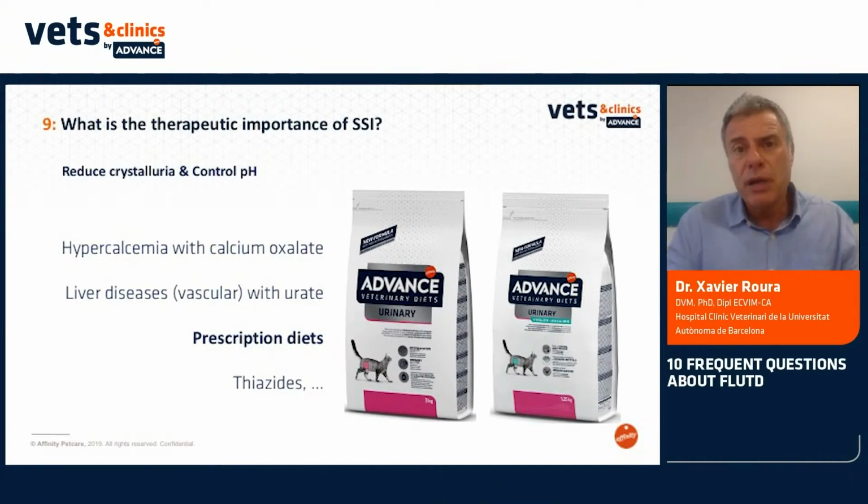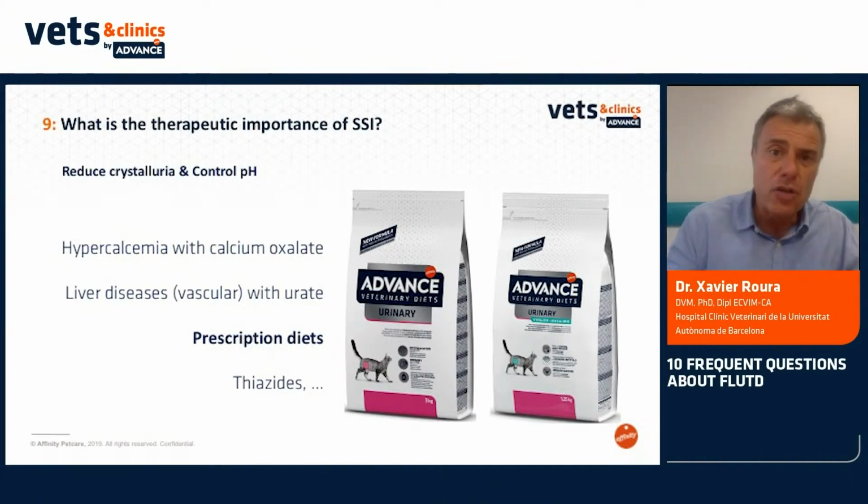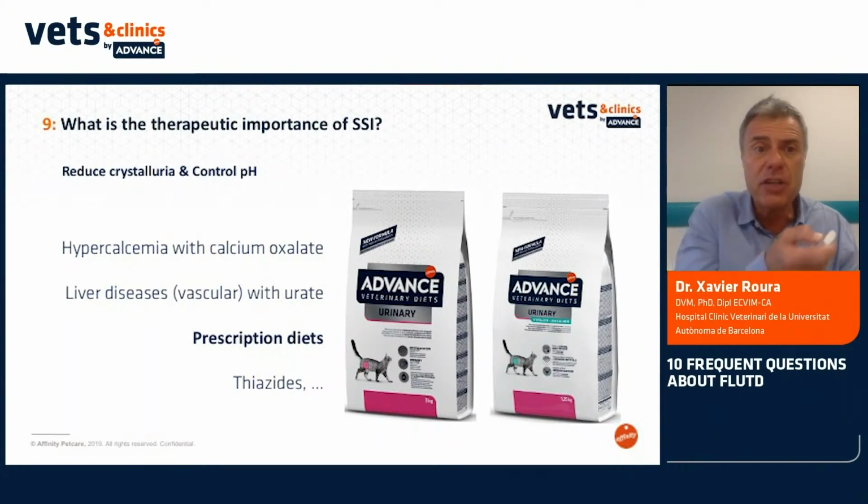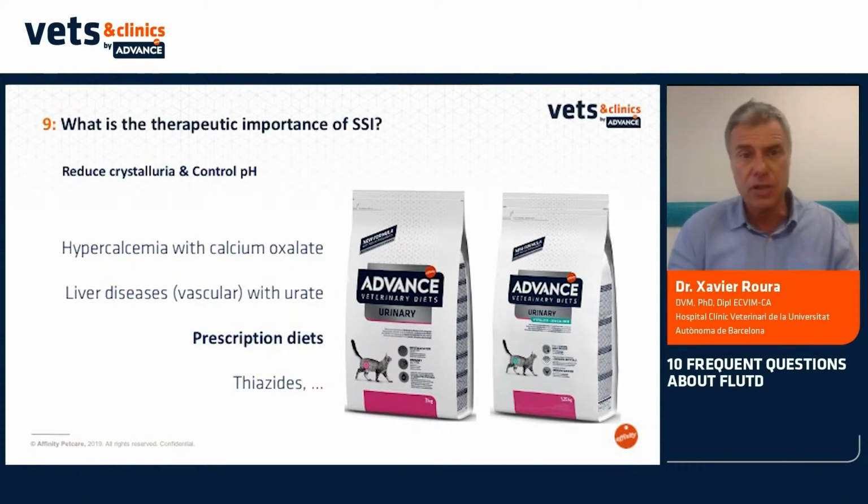Another important treatment for the prevention and treatment of urolithiasis is the use of prescription diets. Why? Because they can reduce the crystalluria, one of the important factors in the supersaturation index, and they can control the pH. So with a prescription diet, if possible, we can treat the three factors that are important for the control of the supersaturation index. We can reduce the crystalluria with the use of a prescription diet.